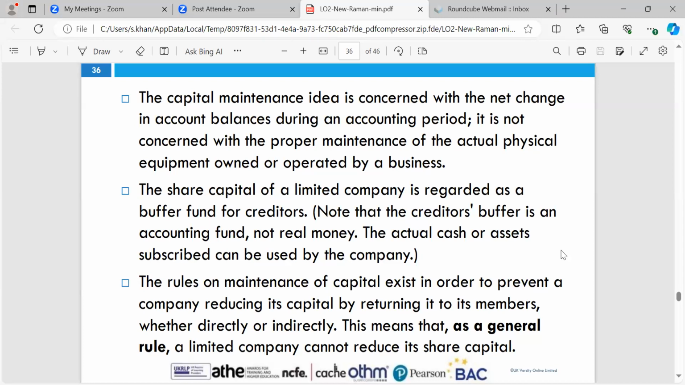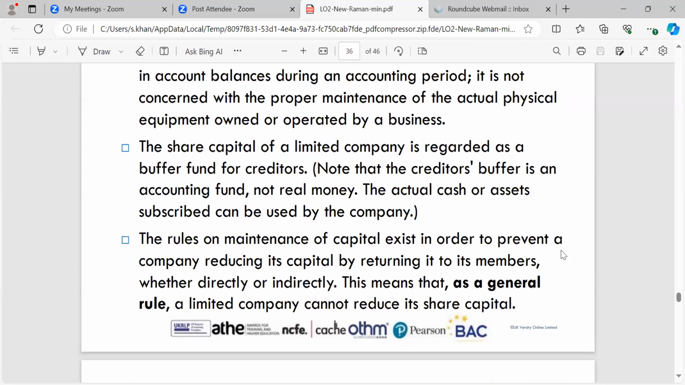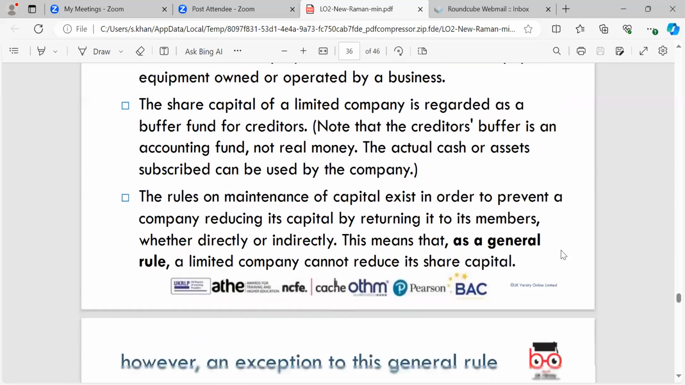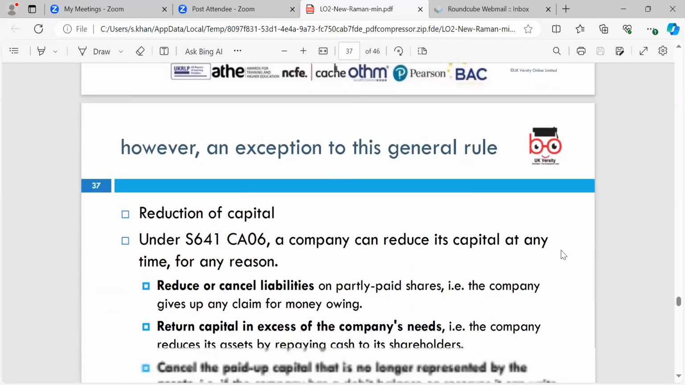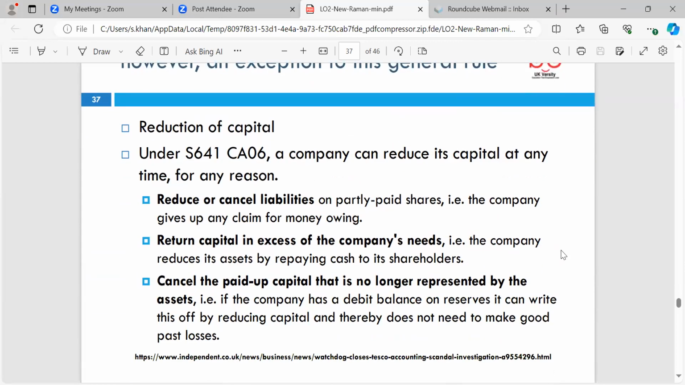The share capital of a limited company is regarded as a fund for creditors. The rules on maintenance of capital exist in order to prevent a company reducing its capital by returning it to its members, whether directly or indirectly. And this means that, as a general rule, a limited company cannot reduce its share capital. However, an exception to the general rule is the reduction of capital. Under Section 641 of the Companies Act 2006, a company can reduce its capital.